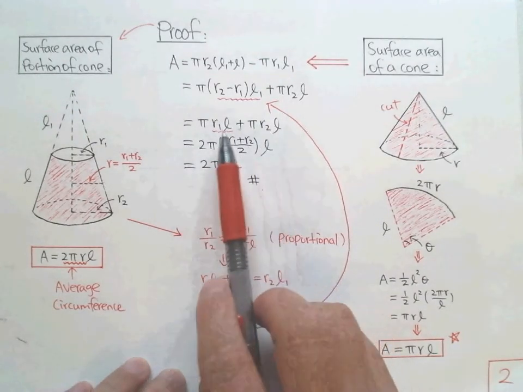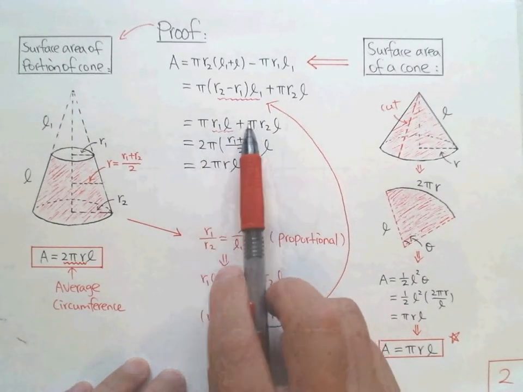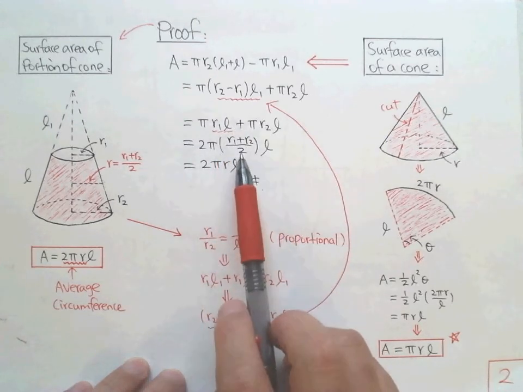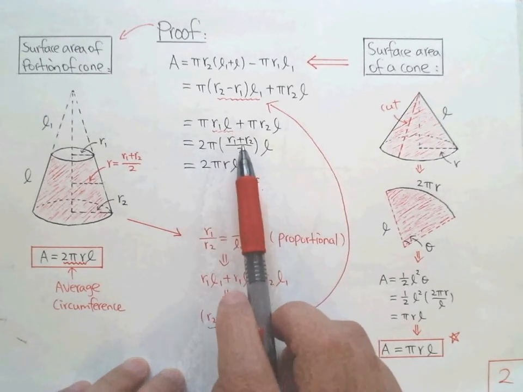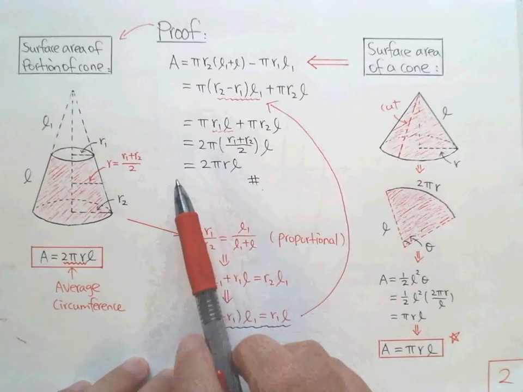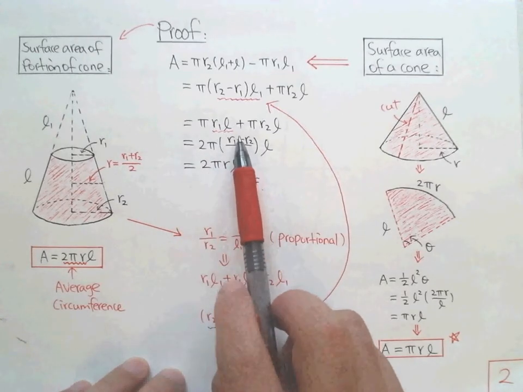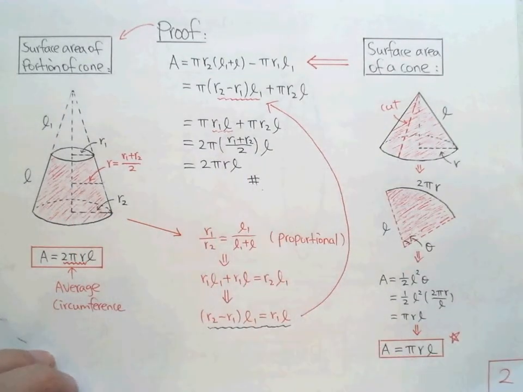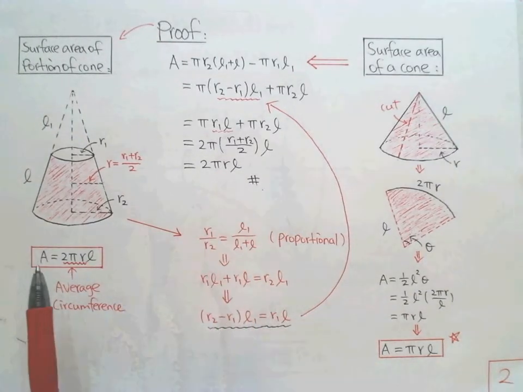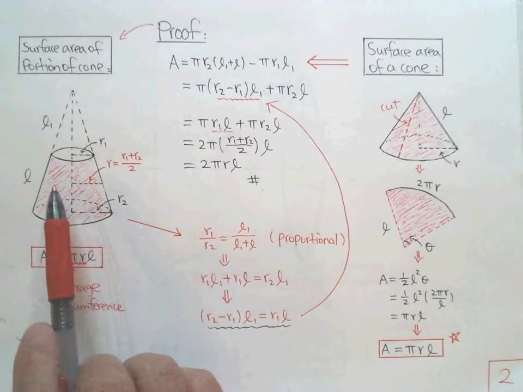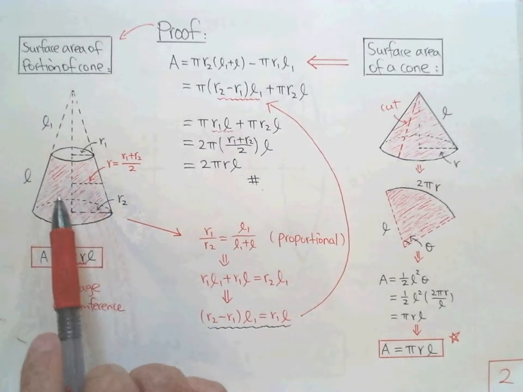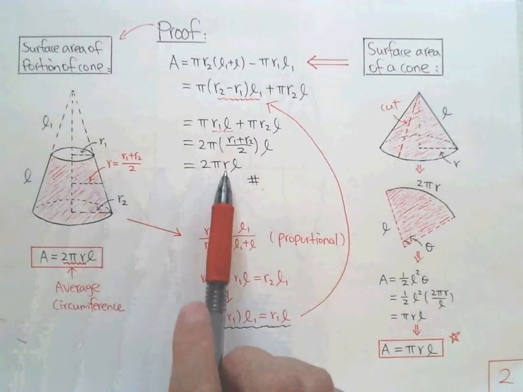We factor out the pi L, and in the middle is R1 plus R2. We arrange it into the average over 2 times 2, and we see this is exactly the average radius. That's the formula. You can think about this formula, it is meaningful. Why is the area of a portion of a cone this?